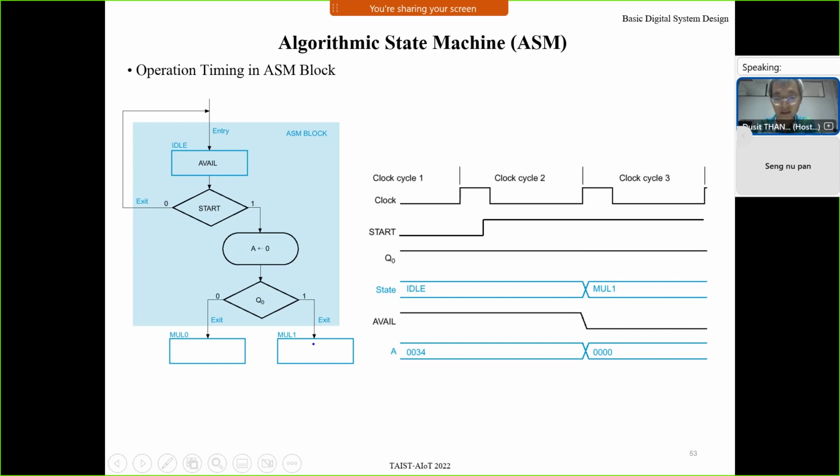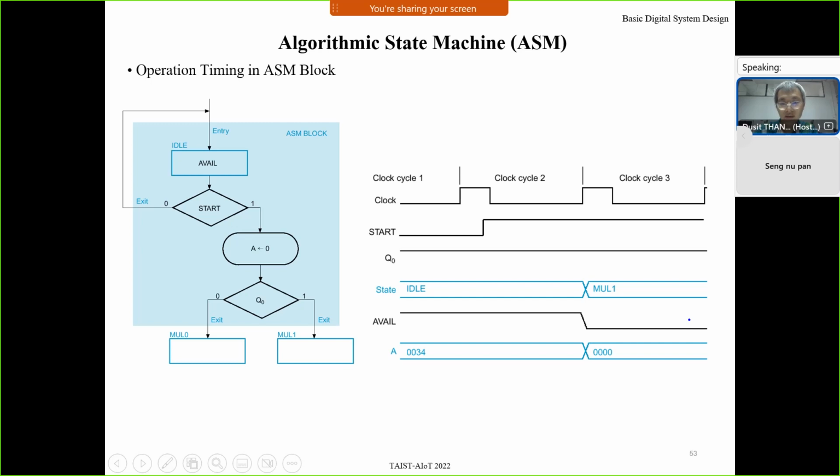And in this state, no eval, meaning that the output eval becomes not active, or becomes 0 for the example.